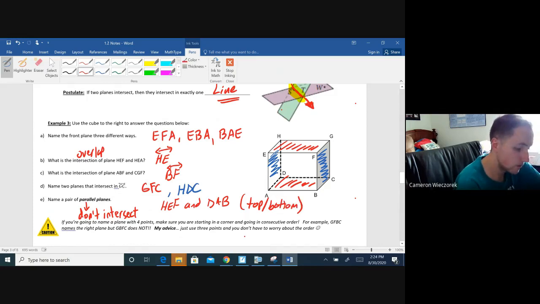Okay. So top, bottom, left, right, or front, back. Any of those pairs are not going to meet up. Okay.